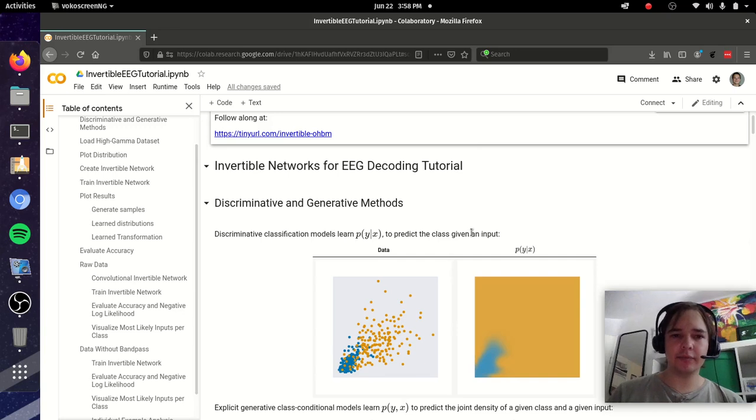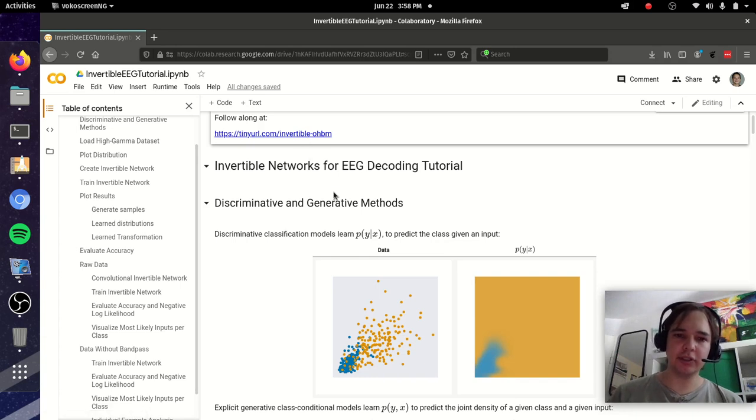Hi and welcome to my tutorial about invertible networks for EEG decoding. First of all, I will be presenting a Jupyter notebook, and you can follow along under this URL, so there you can also execute all the code that I will be presenting here.